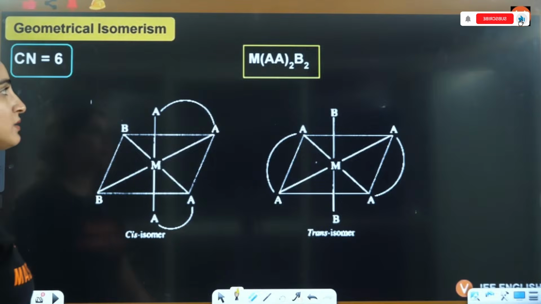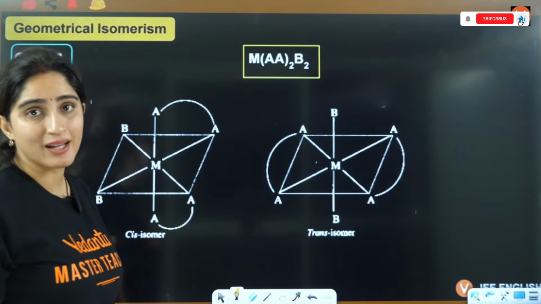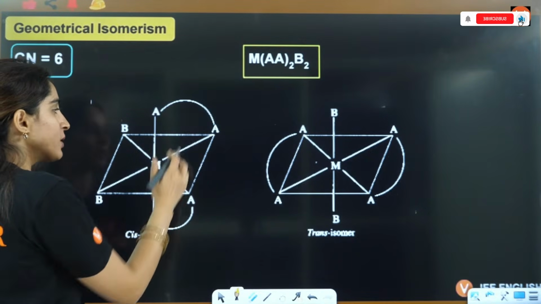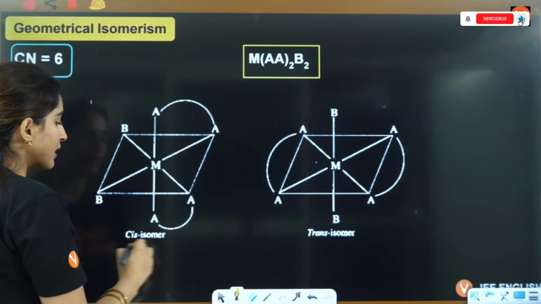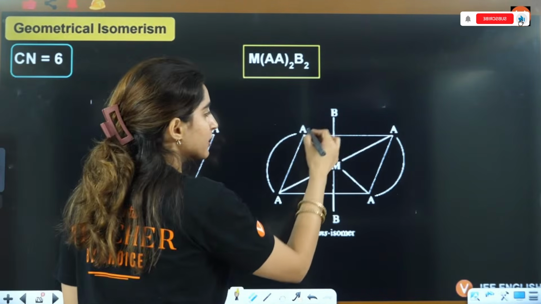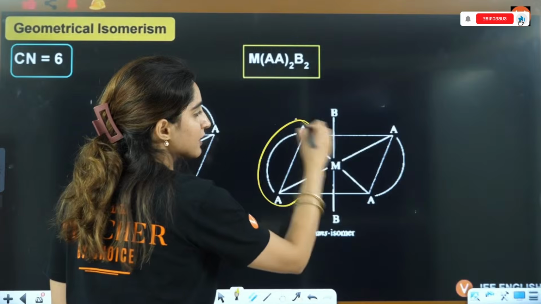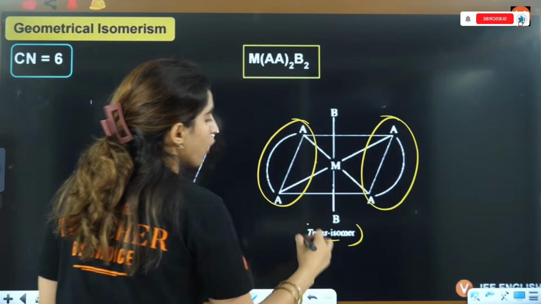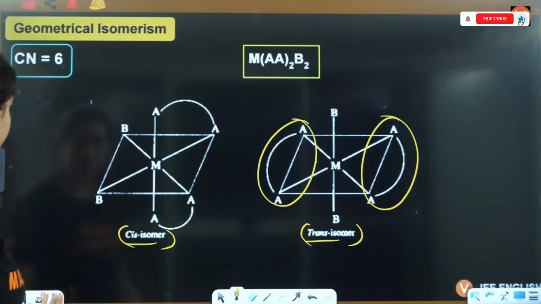Yes everybody. So next is going to be M(AA)2B2. These are two symmetrical bidentate ligands. When the symmetrical bidentate ligands are next to each other, that is cis isomer. When symmetrical bidentate ligands are this and this, opposite to each other, that is called trans isomer, right?